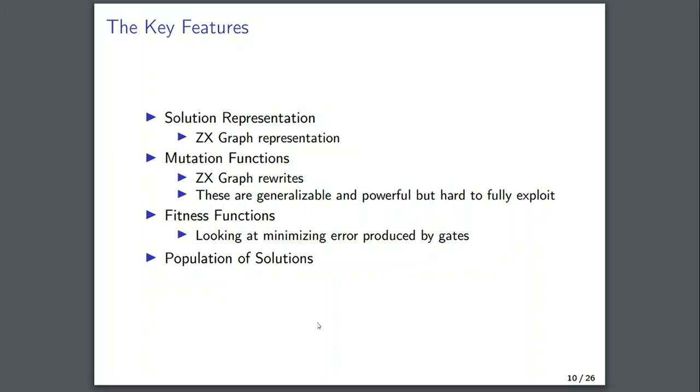Just rewrite rules that did not change the value of the graph, but did change the structure. And then for our fitness function, we're trying to minimize error through gate ordering. So we wanted to look at a function that represented the error caused by the thing we were optimizing. So we took the minimizing the error produced by gates.